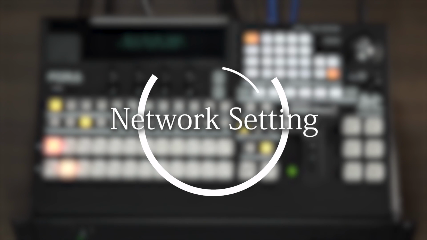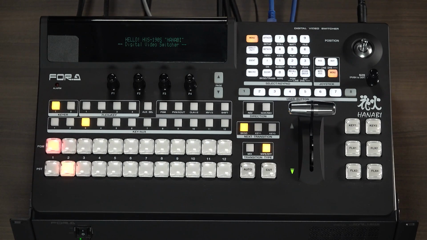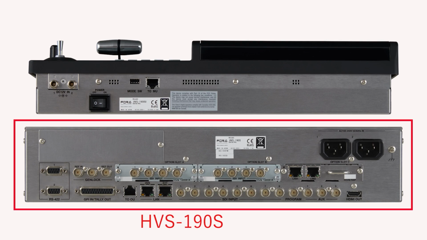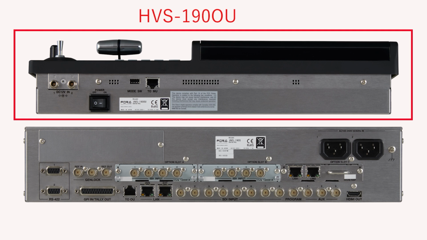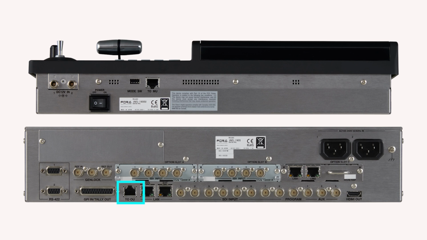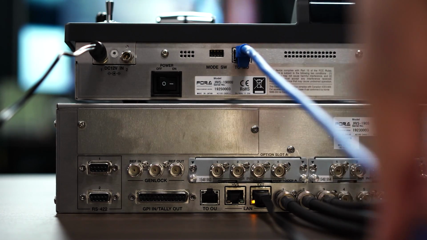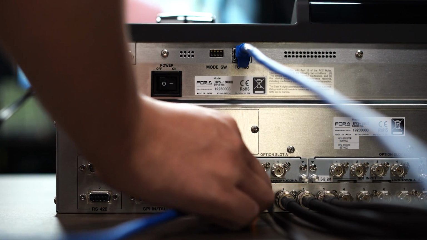This video introduces the network settings of the video switcher HVS-190. First, look at the rear of HVS-190's main unit and HVS-190 OU. To OU is a port for OU communication. Use the LAN cable supplied with the product to connect it to the port to MU on the HVS-190 OU side.